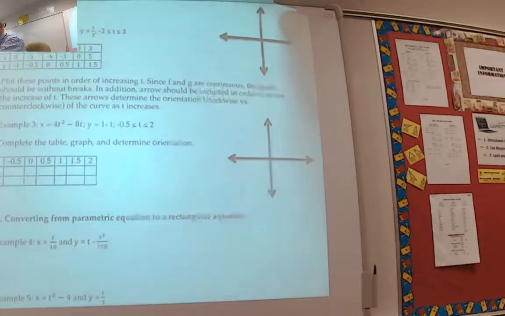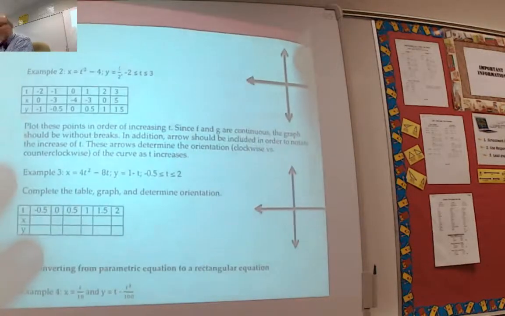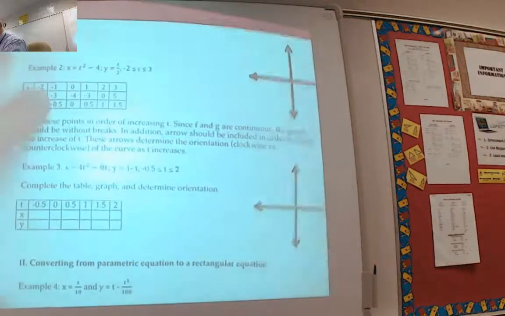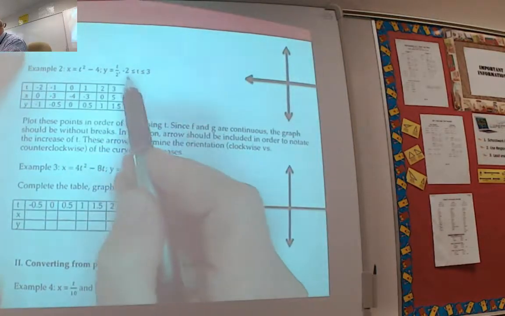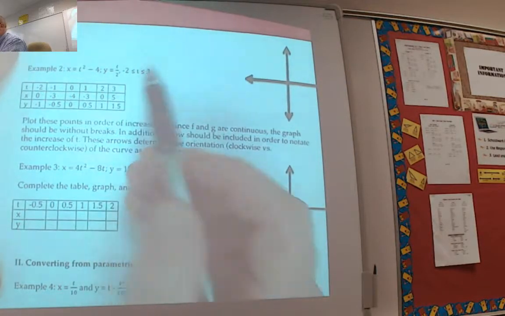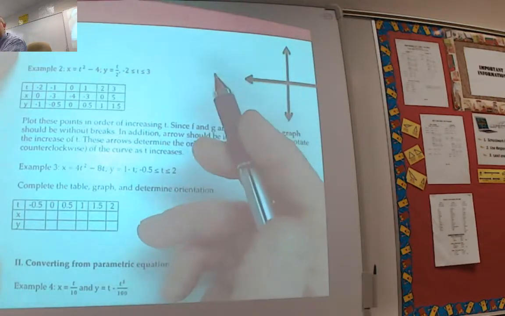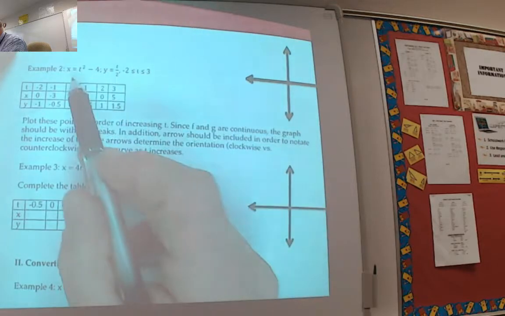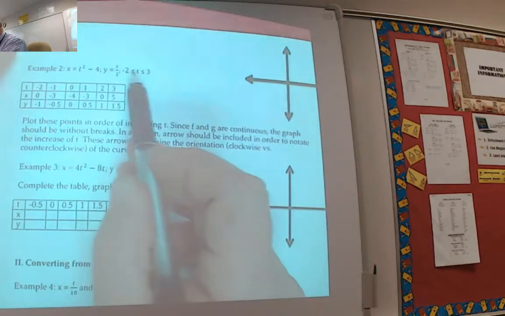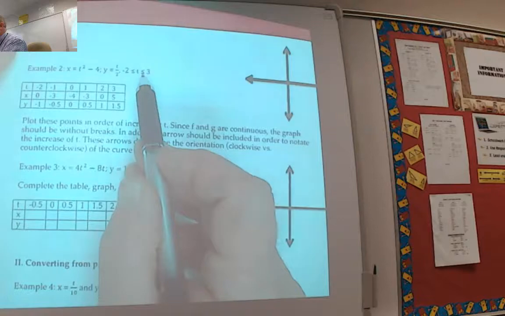So I created 2 more. And my domain for my time is from -2 to 3. And I just chose some type of values. And then I generated the points of x and y by putting those values in there.